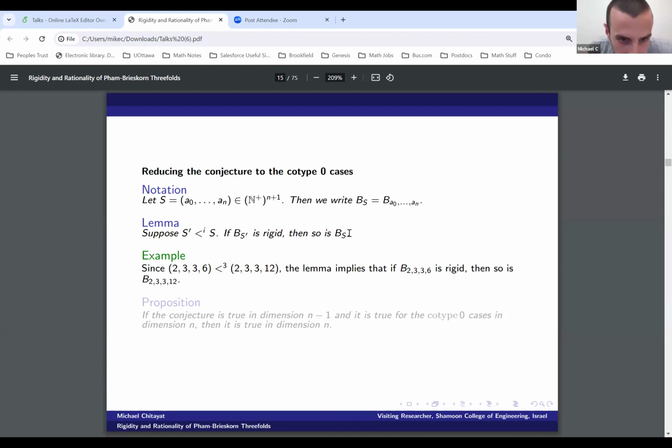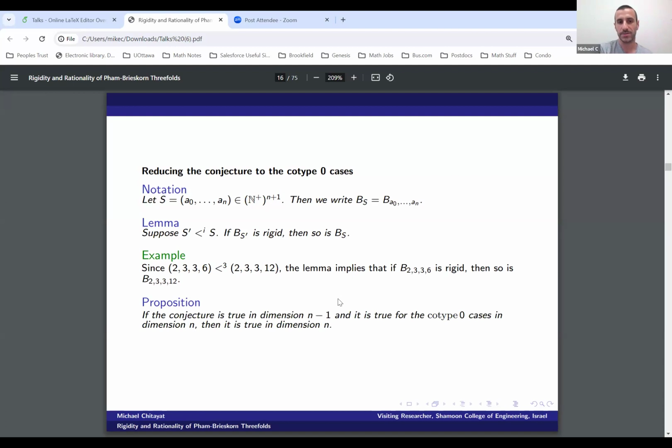Good remark. So if you have that one tuple is less than another tuple, and the Pham-Brieskorn ring associated to the lower tuple is rigid, it follows that the Pham-Brieskorn ring associated to the higher tuple is rigid. And so here's the example using the tuples we used before. Since 2, 3, 3, 6 is less than 2, 3, 3, 12, the lemma implies that if B2, 3, 3, 6 is rigid, then so is B2, 3, 3, 12.